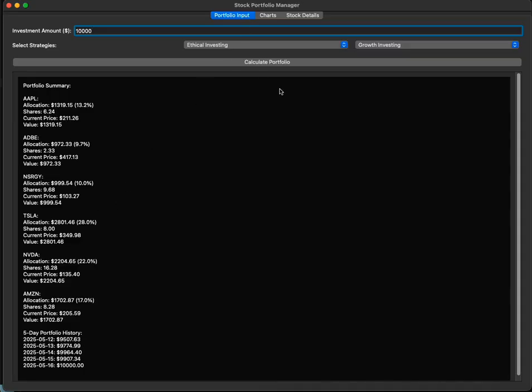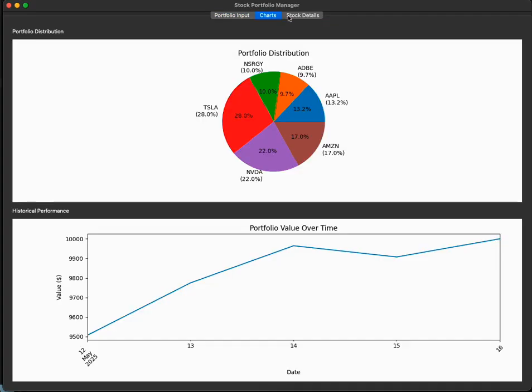Test case 1. $10,000. Ethical plus growth investing. In this test case, we invested $10,000 using a blended strategy of ethical and growth investing. The app correctly allocated the funds across 6 stocks: AAPL, ADBE, NSRGY, Tesla, Nvidia, Amazon, based on the risk-adjusted metrics. The share calculations were accurate and values totally matched.